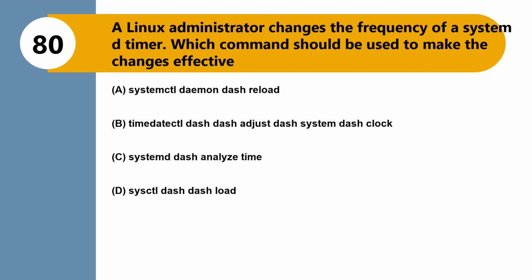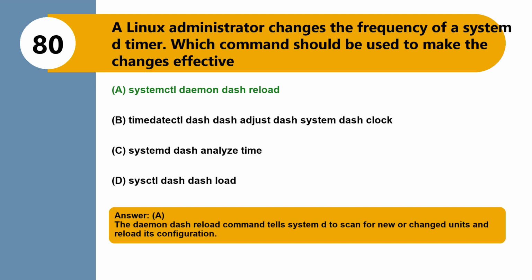Question 80. A Linux administrator changes the frequency of a systemd timer. Which command should be used to make the changes effective? Option A. systemctl daemon-reload. Option B. timedatectl adjust-system-clock. Option C. systemd-analyze time. Option D. sysctl --load. The correct answer is option A. systemctl daemon-reload. The daemon-reload command tells systemd to scan for new or changed units and reload its configuration.